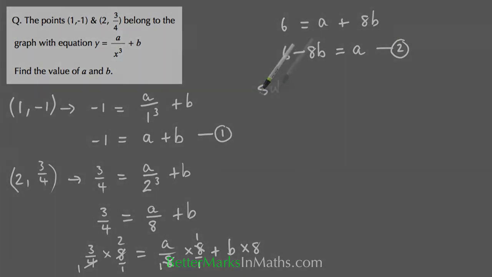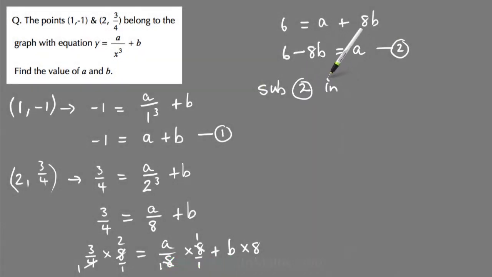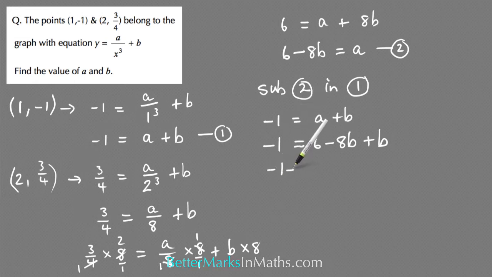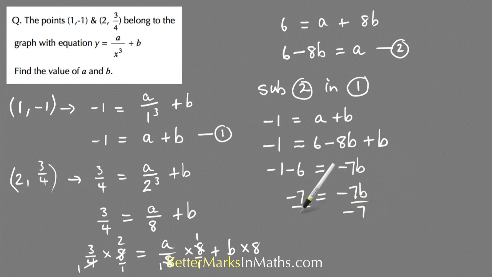And now I'm going to sub equation 2 into equation 1. So equation 1 becomes minus 1 equals a plus b. That becomes minus 1 equals, so this is a up here, 6 minus 8b, replacing that with that, and then plus b, and then moving that 6 over here, you get minus 1 minus 6, and then minus 8b plus b is minus 7b. Minus 7 equals minus 7b. Divide both sides by minus 7, and you get b equals 1.